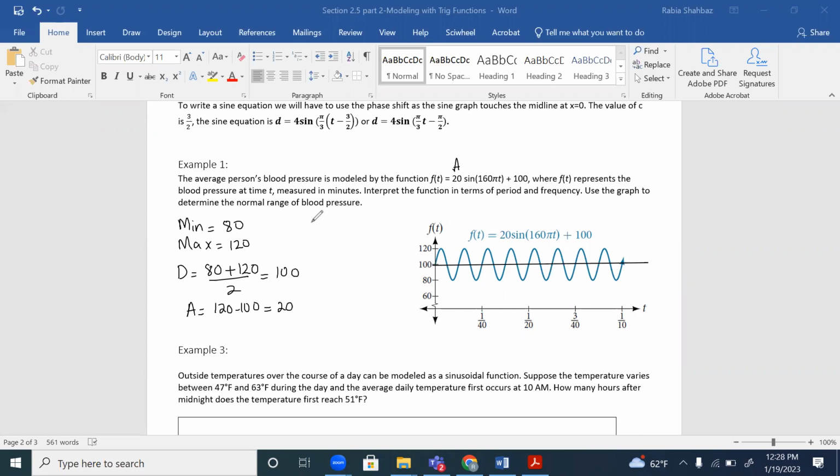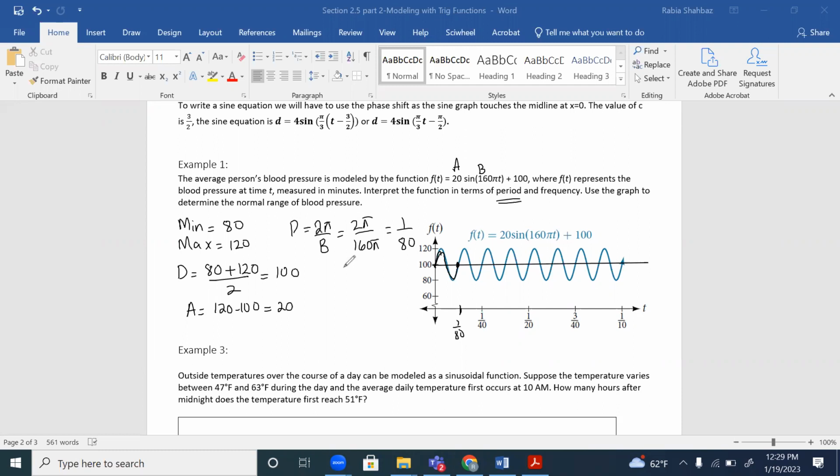Now, if you remember, we calculate B from the period. The period is going to be 1 over 80 because it completes one cycle here, right? And I could also calculate this from the equation because I do have the value of B. So period is 2 pi divided by B, which when I divide 2 pi by 160 pi, it is 1 over 80.